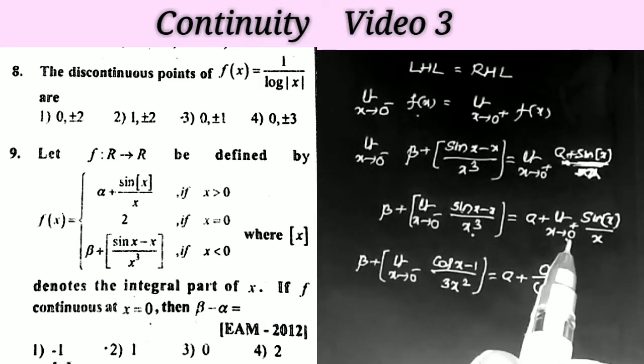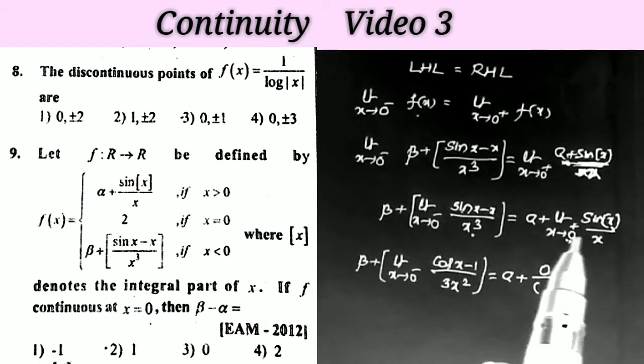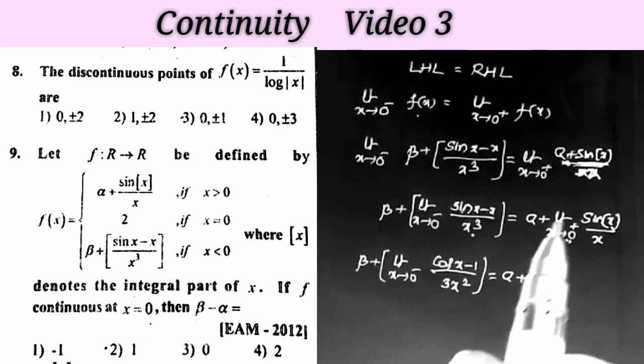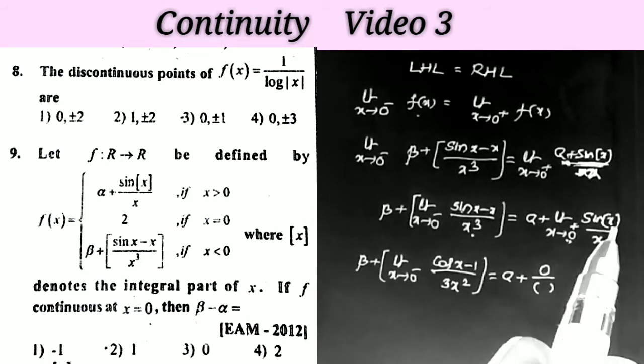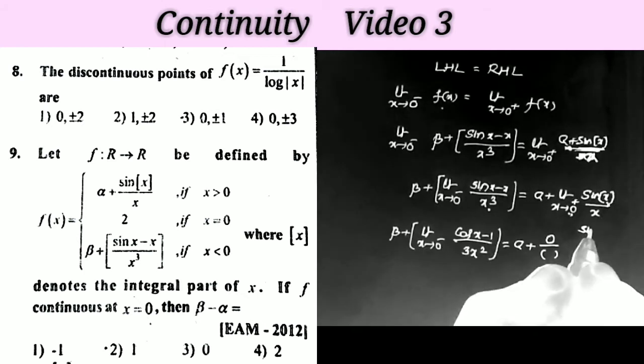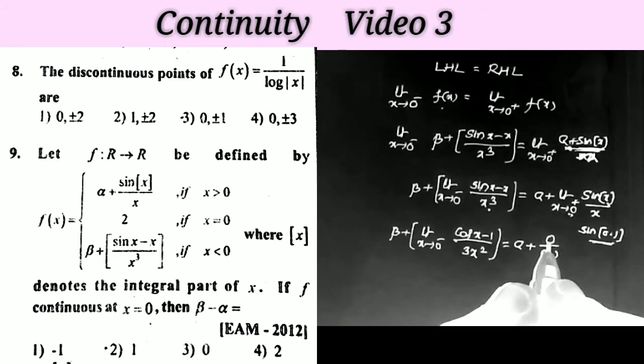Understand? 0 plus here we have the step x function, that is we don't take directly x is equal to 0, we take 0.1. Since this is a step x function, sine of step 0.1 is equal to sine 0, and sine 0 is equal to 0. 0 by anything is equal to 0. So this total value becomes 0.